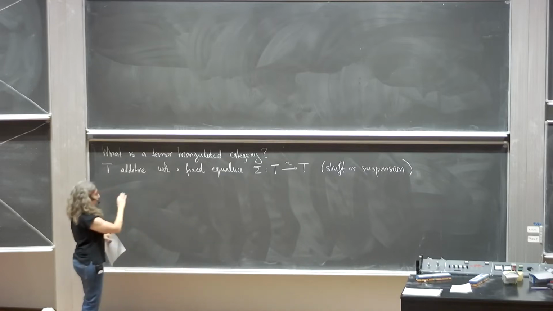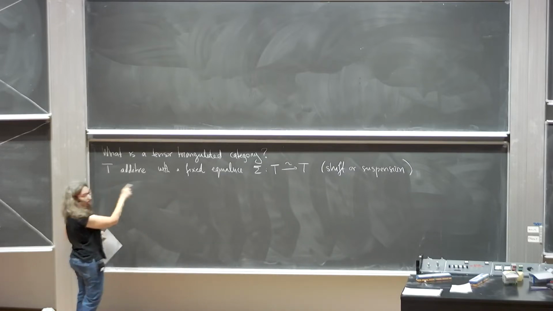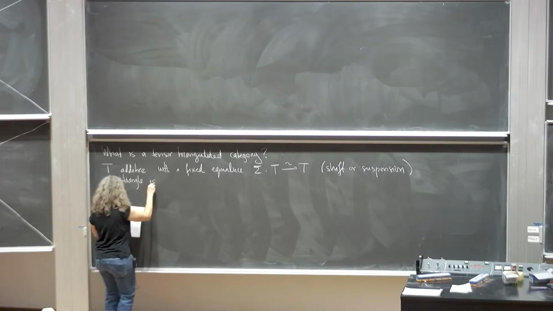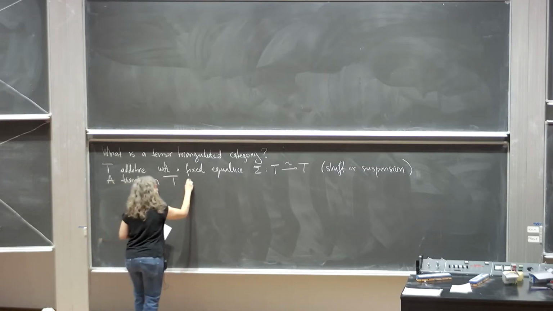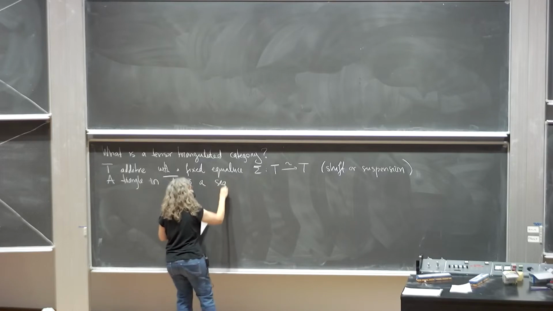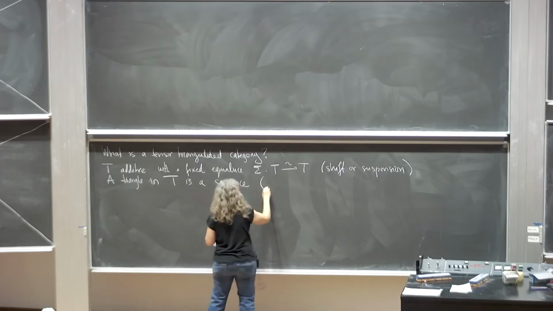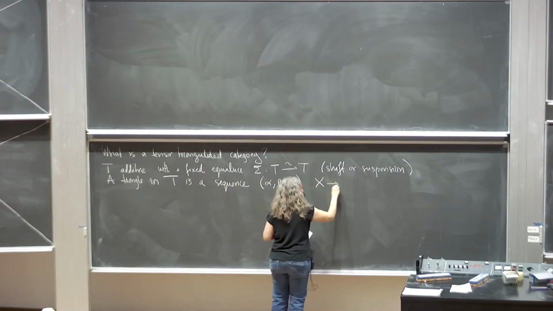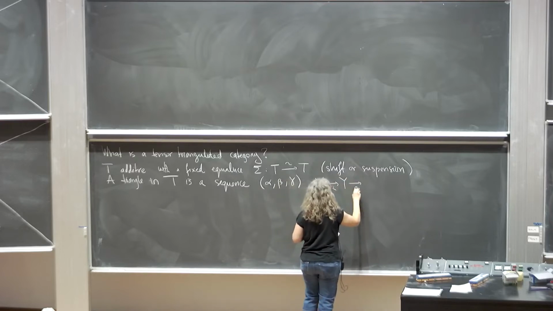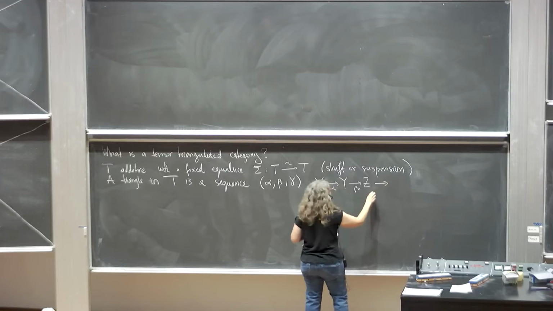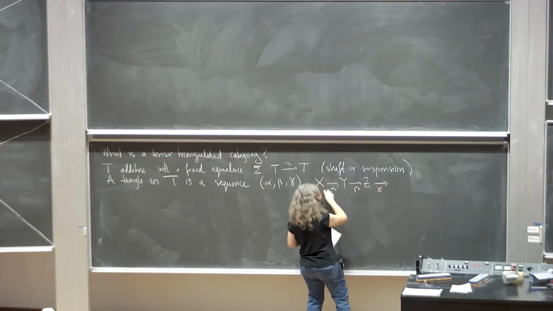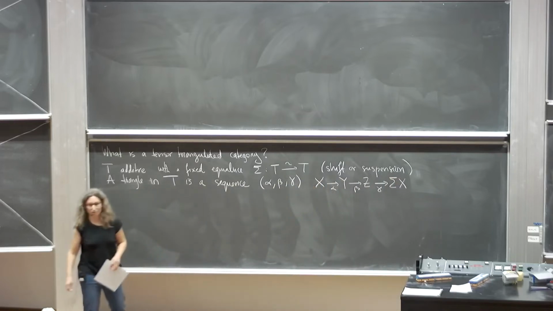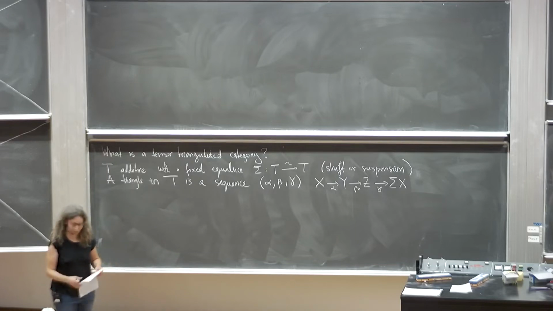With this information, let me tell you what a triangle in this category is. A triangle in T is a sequence of morphisms alpha, beta, gamma of these types. Alpha goes from X to Y, beta goes from Y to Z, and the last one, gamma, goes from Z to the suspension of X. Sometimes these exact triangles I also call cofiber sequences, in analogy with homotopy theory.